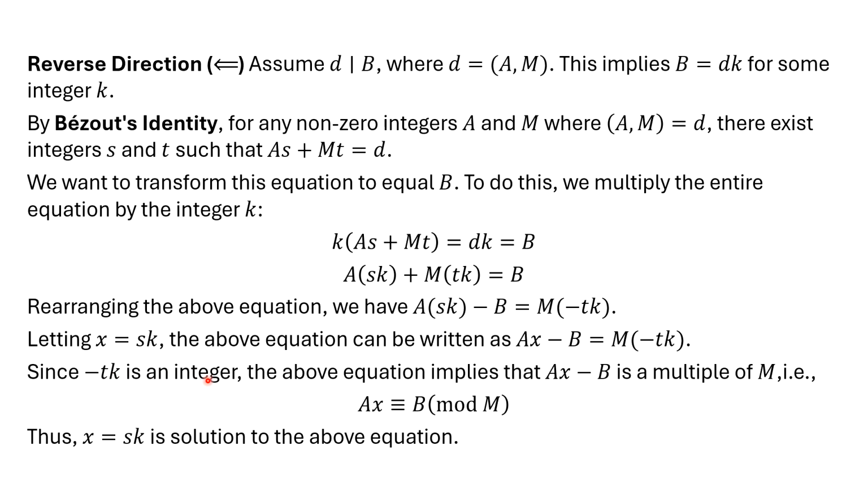Since s minus tk is an integer, the above equation implies that ax minus b is a multiple of m. In other words, ax is congruent to b mod m, and thus x equals sk is a solution of the above equation, which is what we wanted to prove. So we have proven our theorem in two directions.